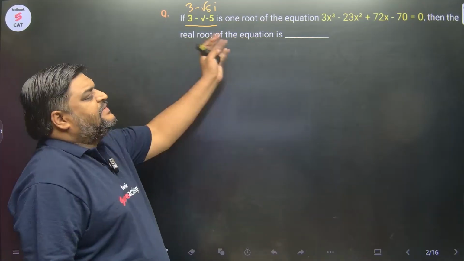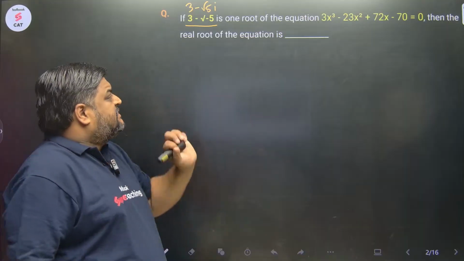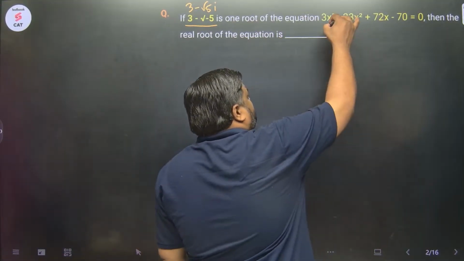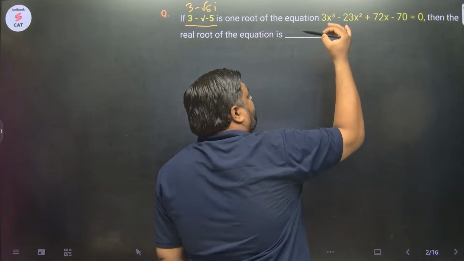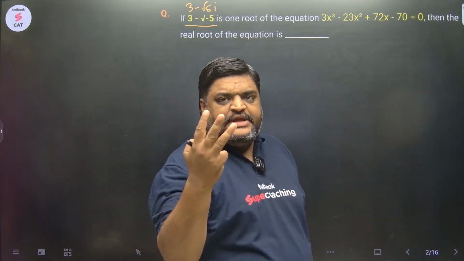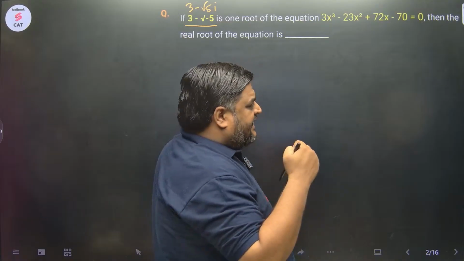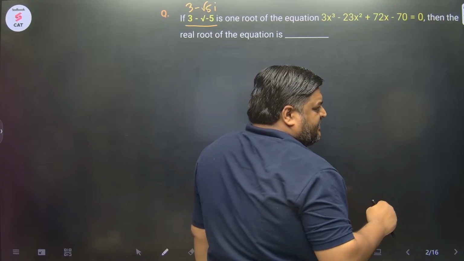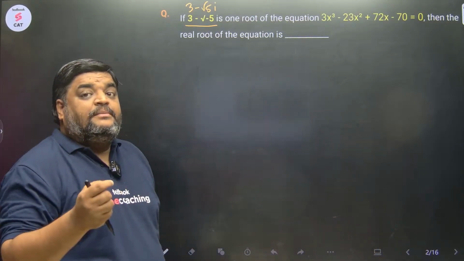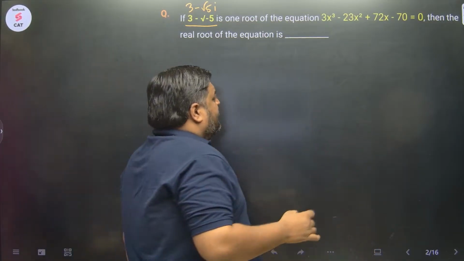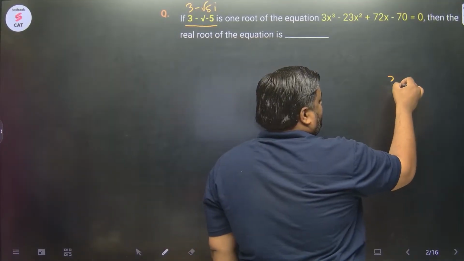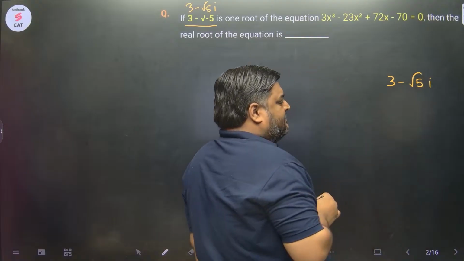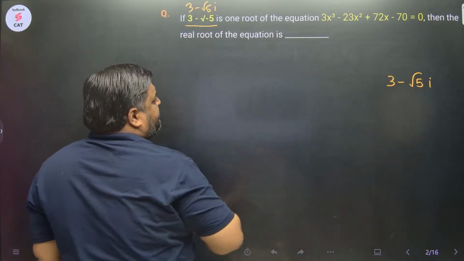So technically it is not a question of complex numbers. This is a question of polynomials. If you focus on the equation, this is a cubic equation. It must have 3 roots, right? One of the roots is a complex number. So definitely एक और root होगा which would be the complex conjugate of this. One of the roots is 3 minus root 5i.